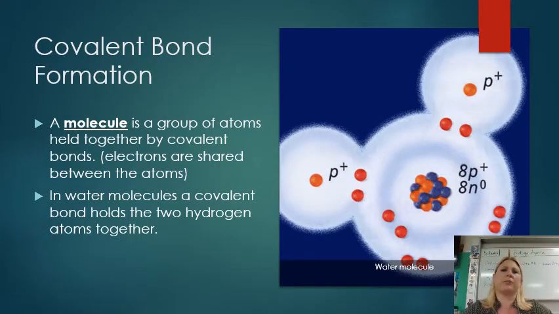So basically, we're going to talk about covalent bonds, and a molecule is a group of atoms held together by covalent bonds, okay? In covalent bonds, the electrons are shared between the atoms. In a water molecule, a covalent bond holds the 2 hydrogen atoms together to that oxygen, and they all share their electrons in this nice little electron cloud, like the picture I have there.